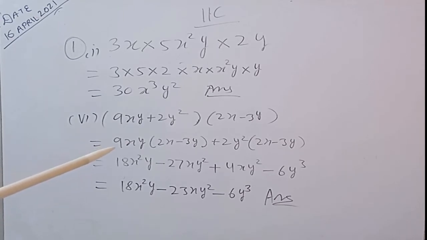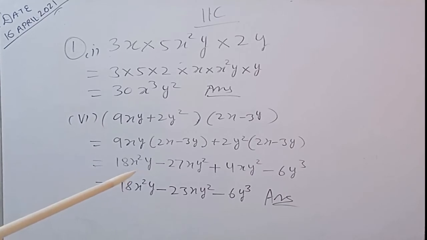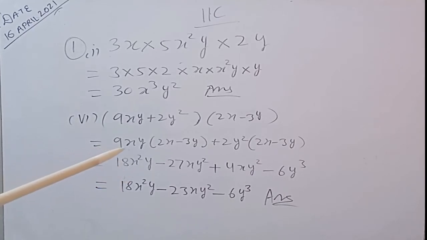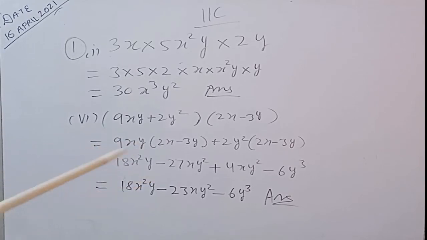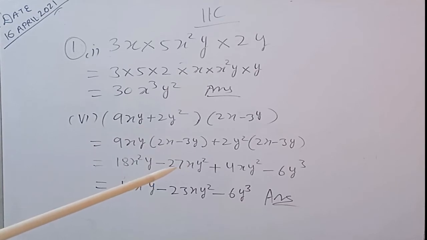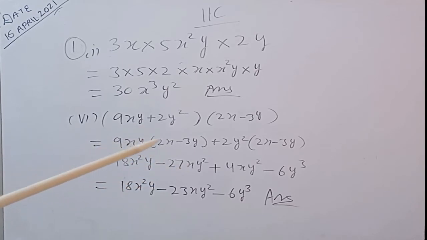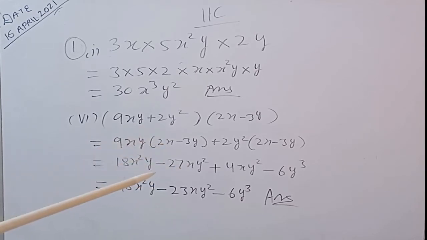2y square multiplied by 2x will give 4xy square. 2y square multiplied by 3y, and the sign is negative, so 2 3s are 6, y cube. Why y cube? y square here and y here, so it becomes the power 3. Similarly, 2y square times x is here and y square as it is. Here xy square multiplied by x will give x square and y, and 9 2s are 18. 9xy multiplied by 3y, 9 3s are 27, x as it is, y and y give y square.